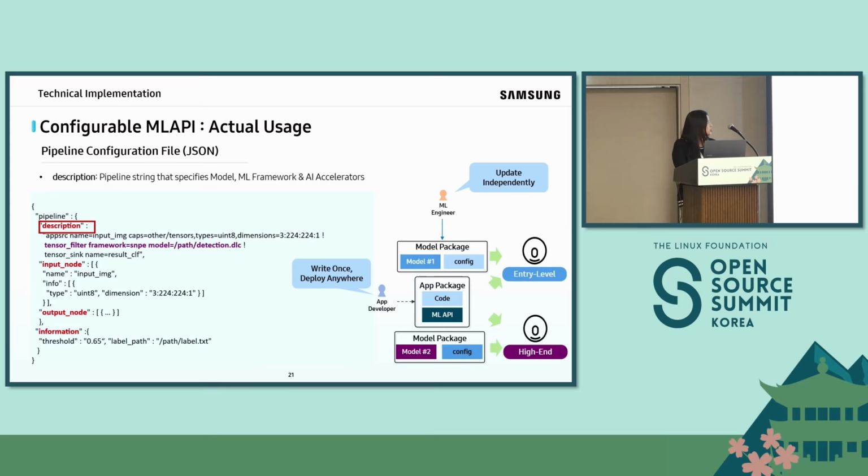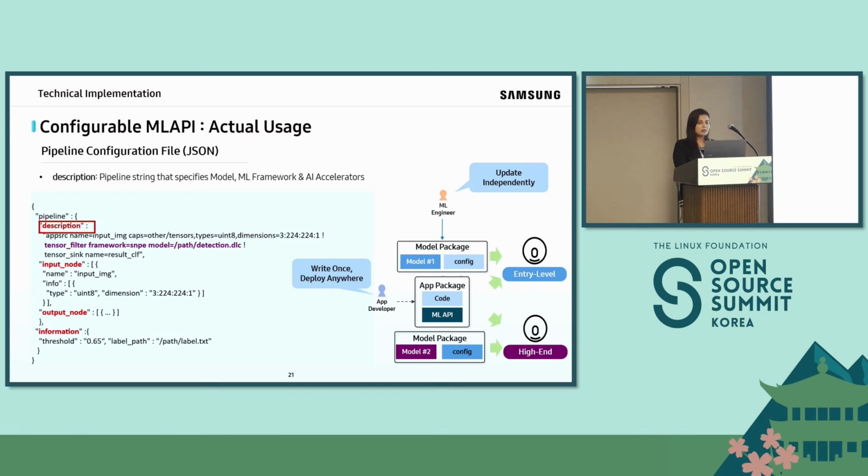Let's look at the actual use case scenario in a bit more detail. Model packages provide flexibility for ML engineers to work independently on different models. It is divided into two modules. The first one is the model file, which is compatible with standard ML frameworks like TF-Lite or AI accelerators by vendors like Qualcomm, VeriSilicon, etc. Second is the pipeline configuration file, which is in JSON format and contains various runtime parameters.